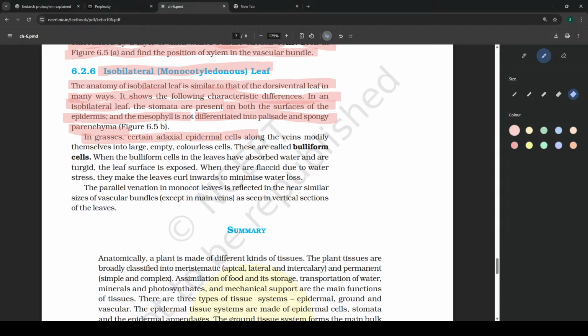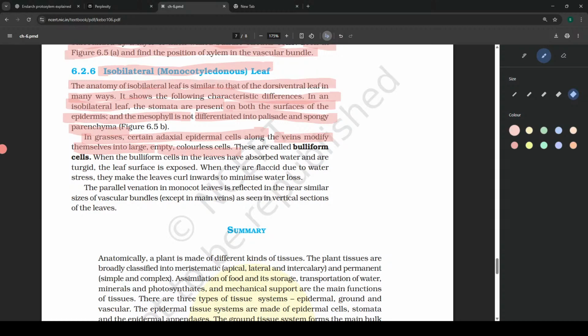In grasses, certain adaxial epidermis cells along the veins modify themselves into large, empty, colorless cells. In grasses, the first difference is that there is no differentiation into palisade and spongy. There are only mesophyll cells. Only mesophyll, no differentiation.